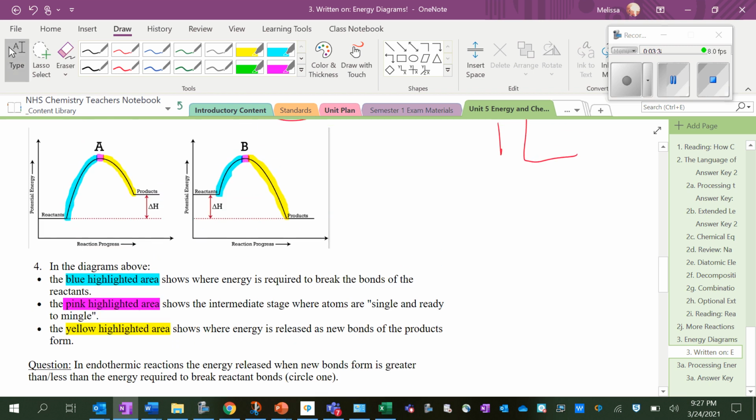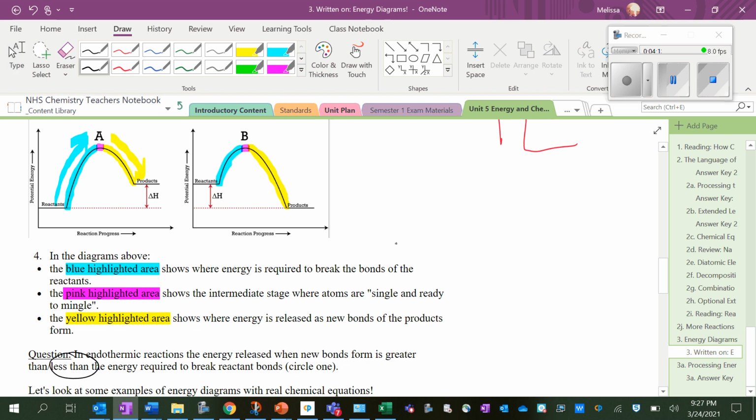Question: in an endothermic reaction, the energy released when new bonds form is greater than or less than the energy required to break the reactant bonds? Well, let's look. Here's an endothermic reaction. There's all the energy required to break the bonds, and then here's all the energy being released back. So that is less. The energy released is less than the energy required to break the bonds. And that's why it has that shape of overall absorbing energy.